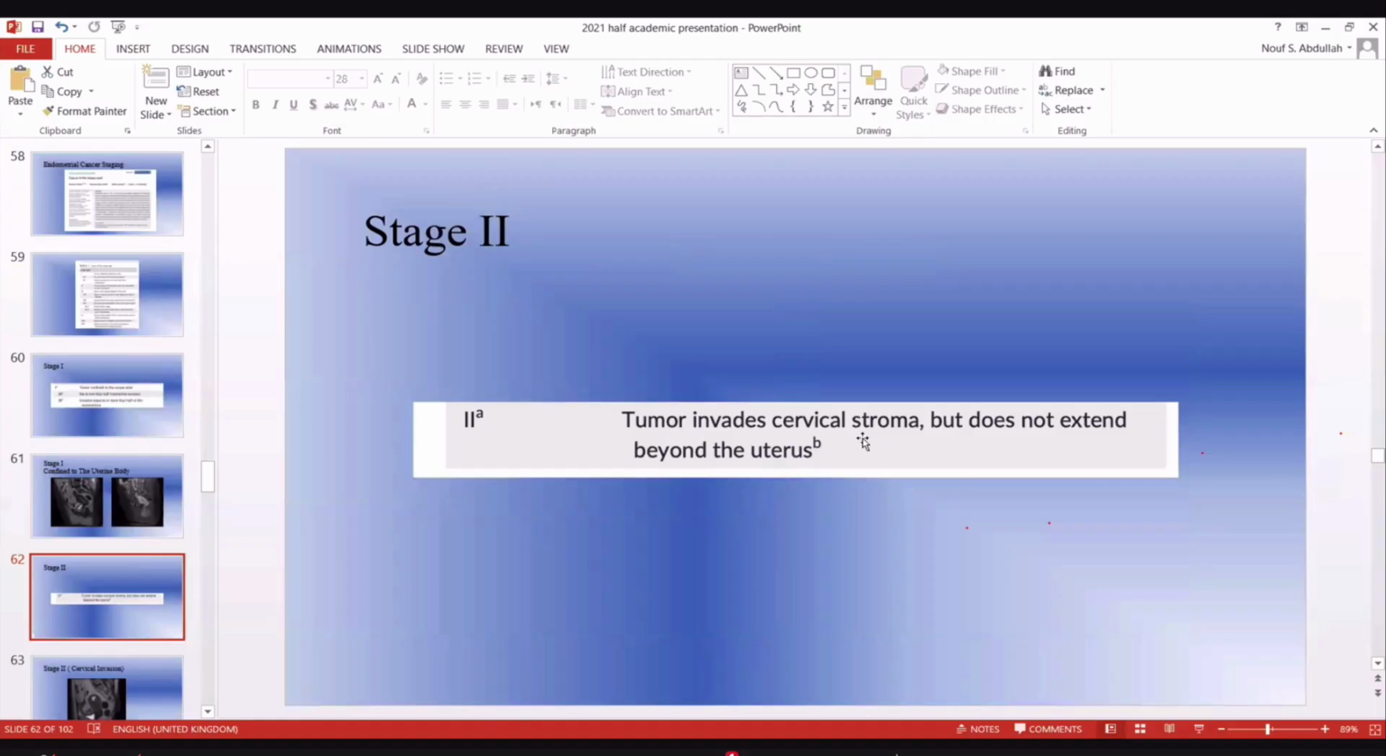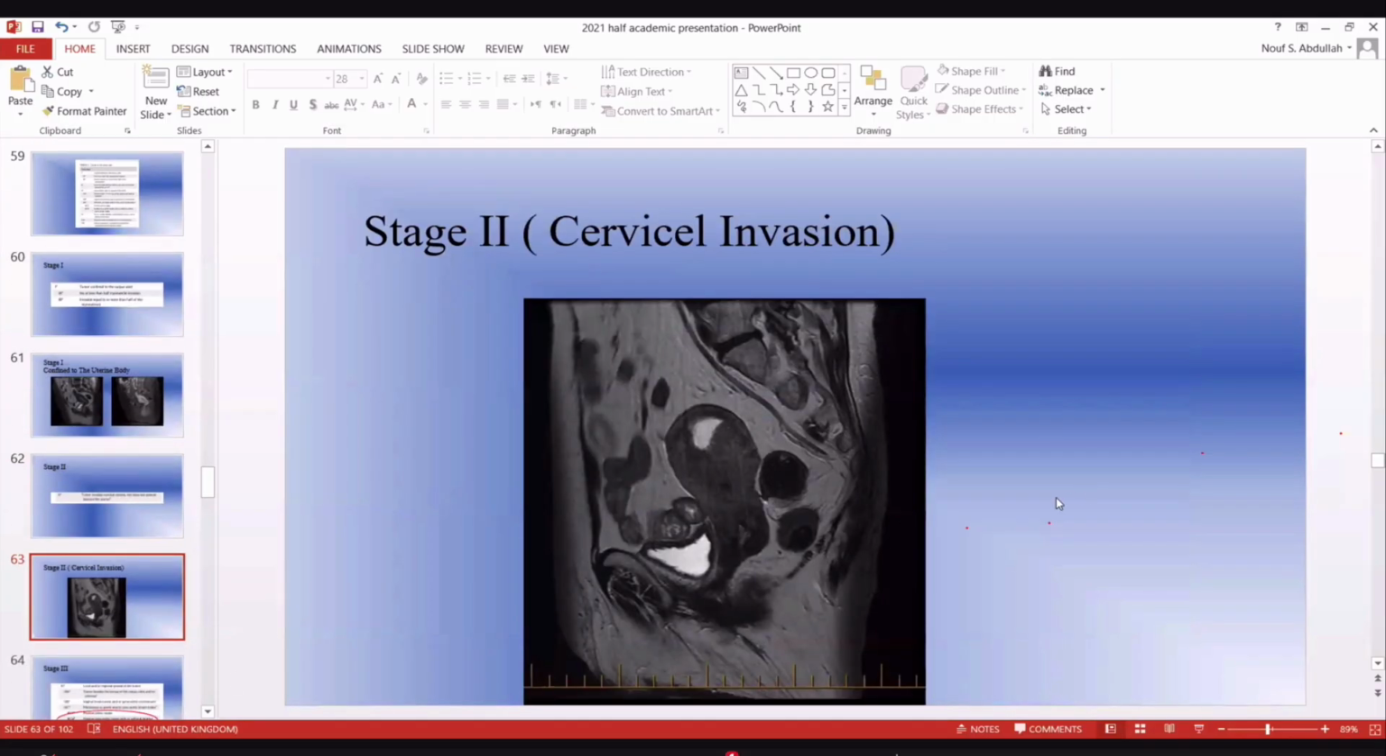Stage 2, when it is invading into the cervical stroma, however, it is still confined to the uterus, as in this case. So here you see that the uterus is enlarged, the endometrial cavity is distended with some fluid. You have a mass, the epicenter. Sometimes you might struggle, where is this mass coming from? Is it from the uterus, from the myometrium, from the endometrium? So here it is coming from the endometrium invading into the outer myometrium.